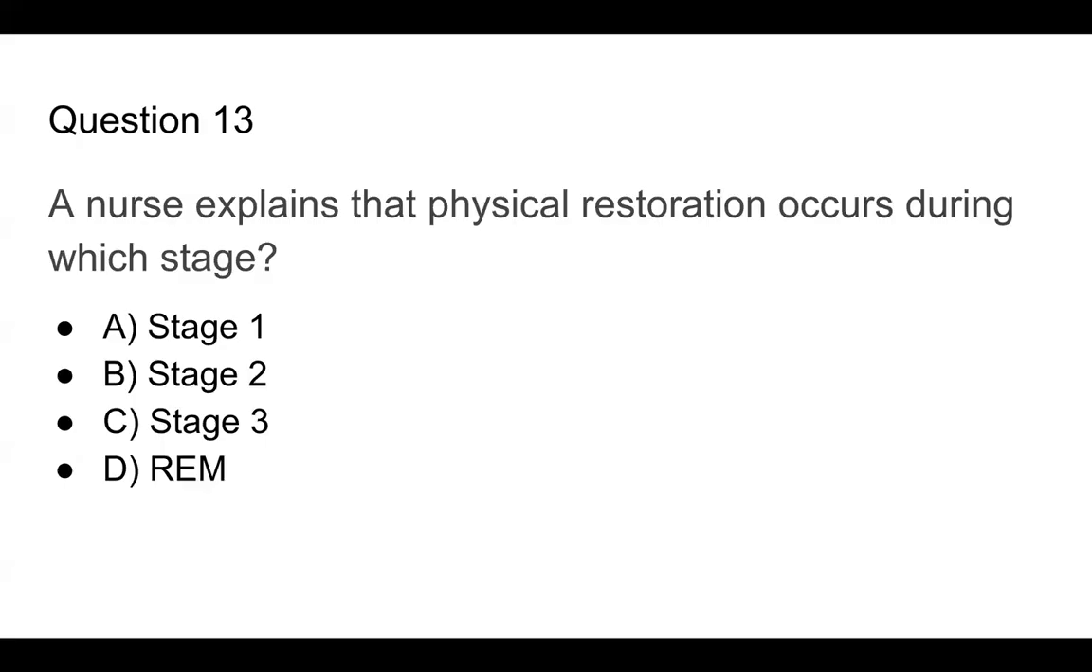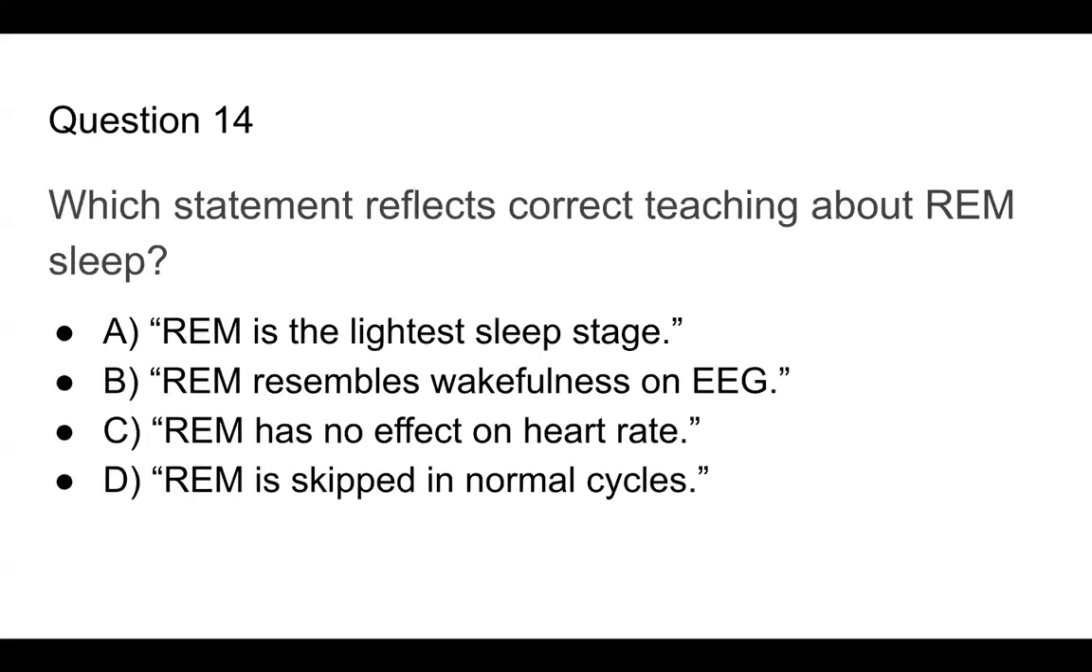All right, for this one, the correct answer is going to be C, stage three. Deep sleep is associated with those delta waves, and it's super important for that physical restoration. Younger kids will see them go through stage three more often because they're growing. They need the healing properties of stage three. And the super deep sleep is what does that. So the correct answer for this one is going to be C. All right. So the correct answer for this one is B.